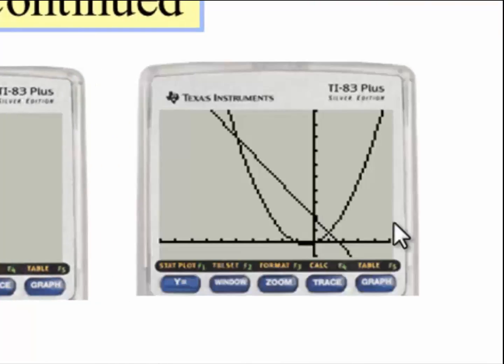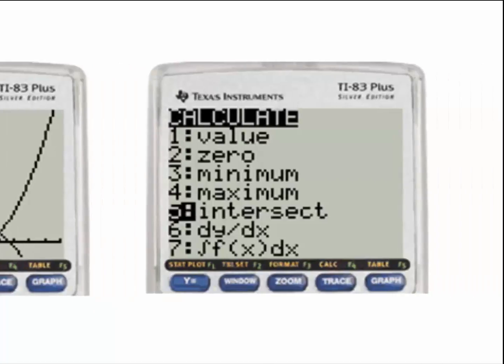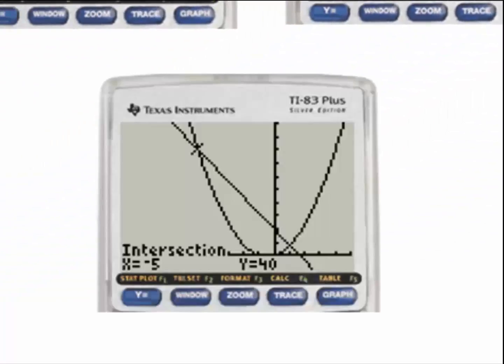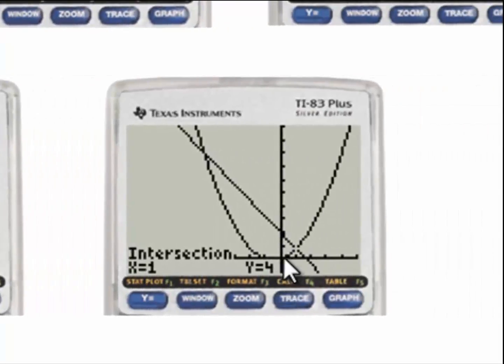Hit graph, and we see here's a point of intersection, here's a point of intersection. We can have the calculator compute these points of intersection by hitting second and trace, which is calculate, go to intersect, select the two graphs, and we see when x is -5, y is 40, and the second intersection point when x is 1, y is 4.